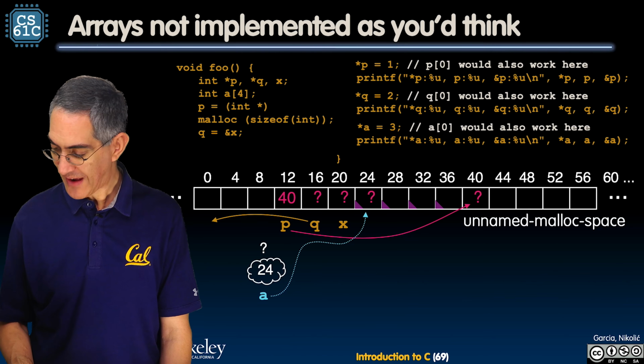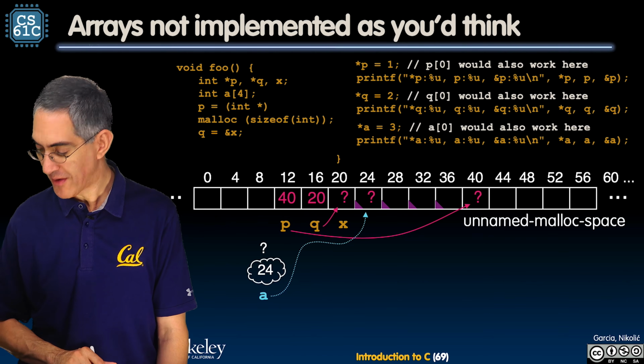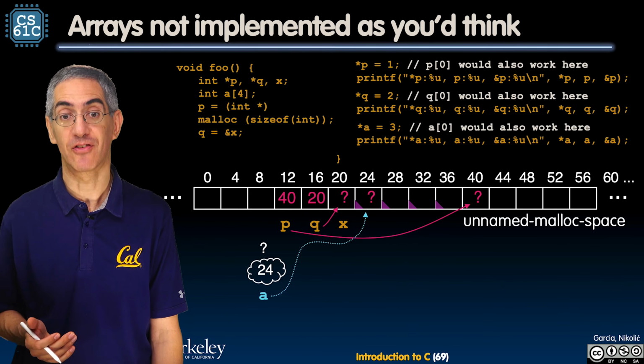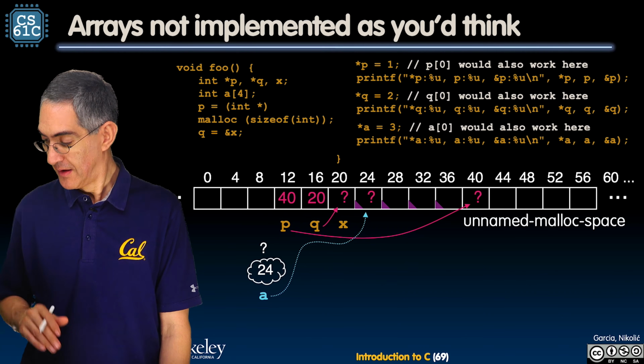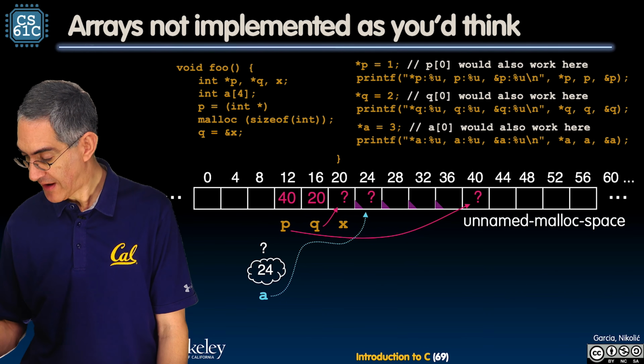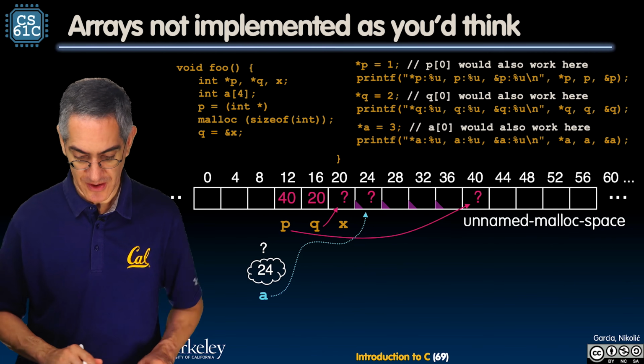Now, q equals address of x. So now q is going to point to x. x doesn't have a value yet, but q points to it, okay? So I've got these three uninitialized integers, 1, 2, and 3. Let's see what actually is going to happen. Here we go.